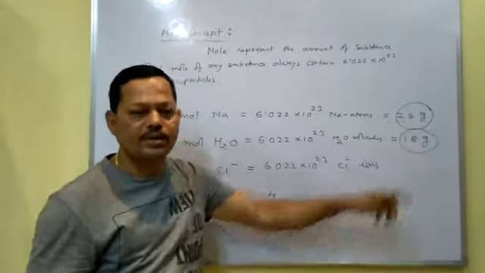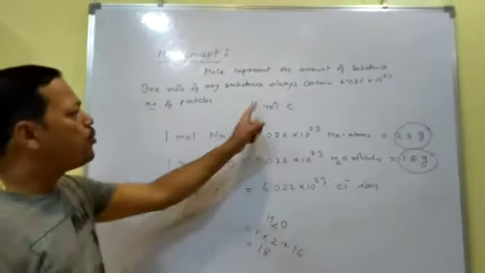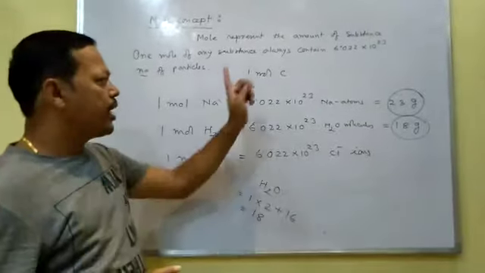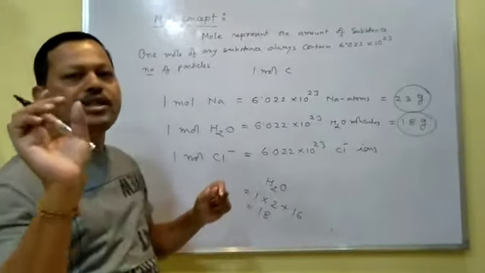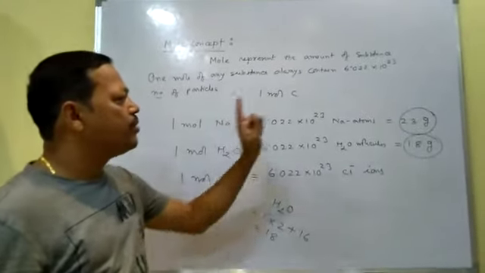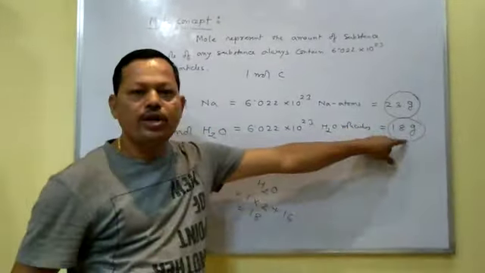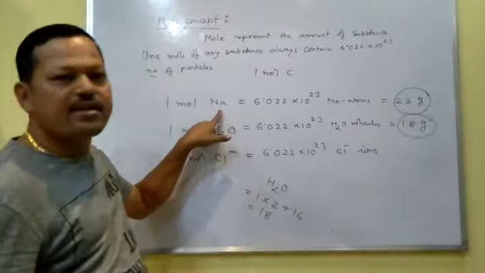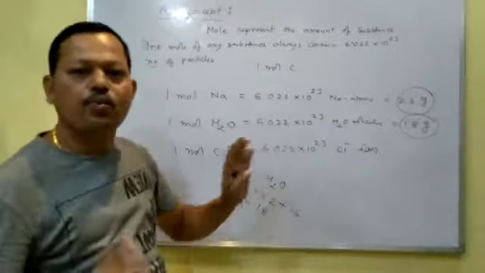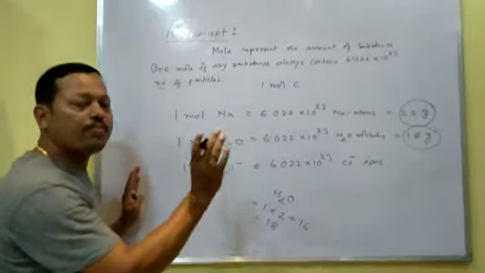its molecular mass. For example, 1 mole carbon. 1 mole carbon means it contains 6.022 into 10 to the power 23 carbon atoms. And 1 mole carbon means you can write it is equal to 12 gram also, because 12 is the atomic mass of carbon. So if the substance is an atom, you consider the atomic mass. If the substance is a molecule, you take the molecular mass. So 1 mole of any atom contains its atomic mass, and 1 mole of any molecule contains its molecular mass. So this is about the mole concept in terms of masses.